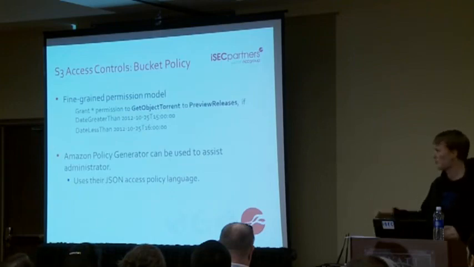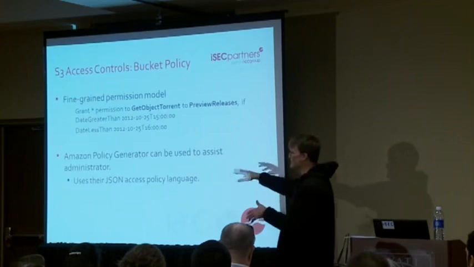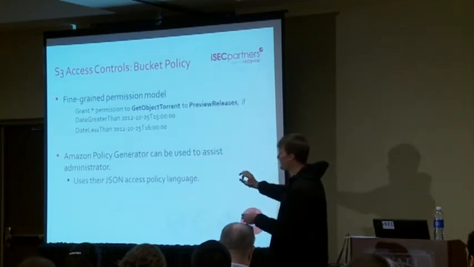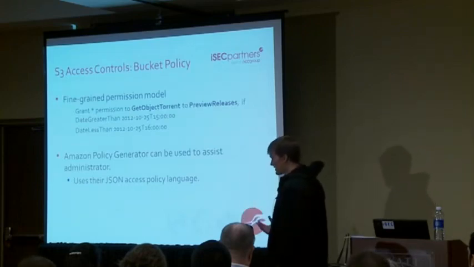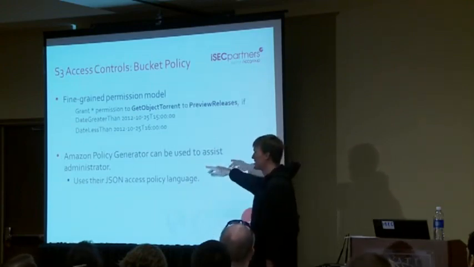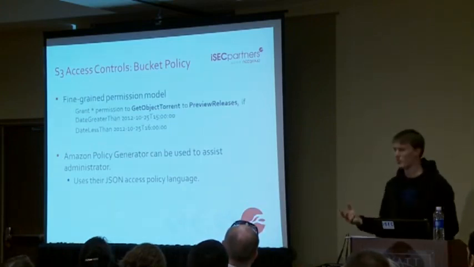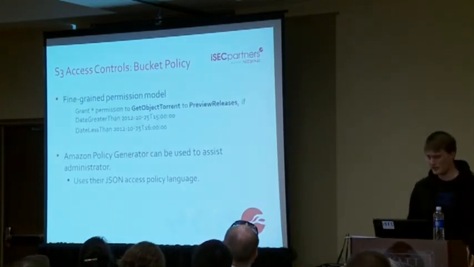And so the way that this works is it doesn't use XML, it instead uses the JSON access policy language, which is kind of confusing if you first look at it. So confusing that Amazon ended up releasing this policy generator that you basically point and click, and it'll just generate the policy for you.